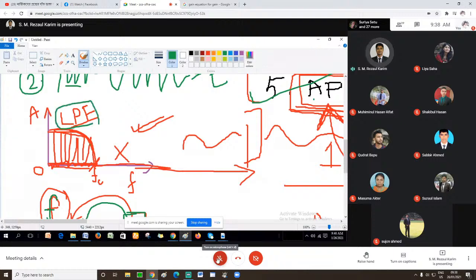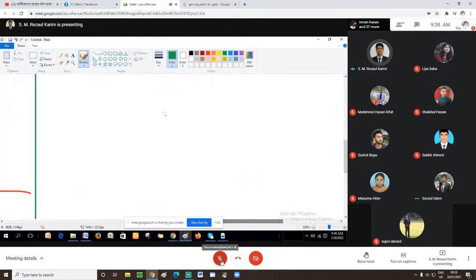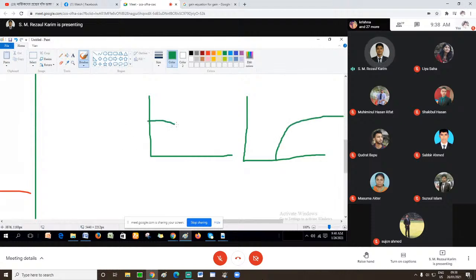and high pass filter cutoff. What is the difference? Look, I will draw a graph and you will understand. Here is one graph, another graph. One is like this, another one is like this. This is FC, here it is FC, right?